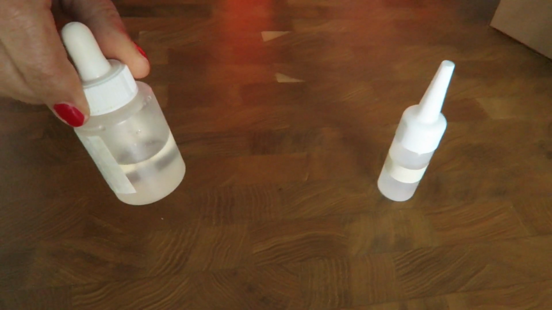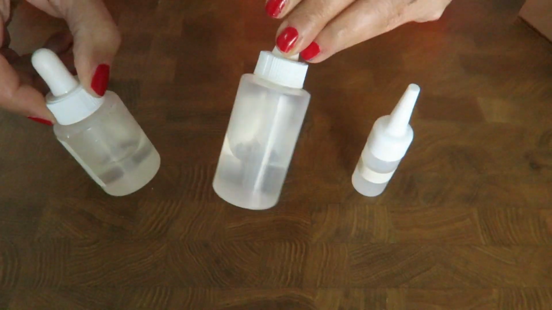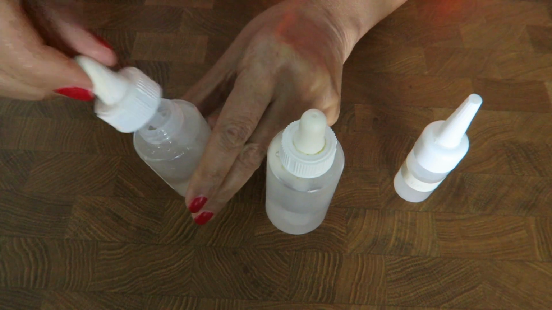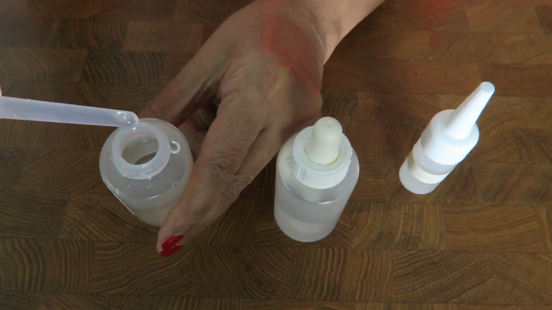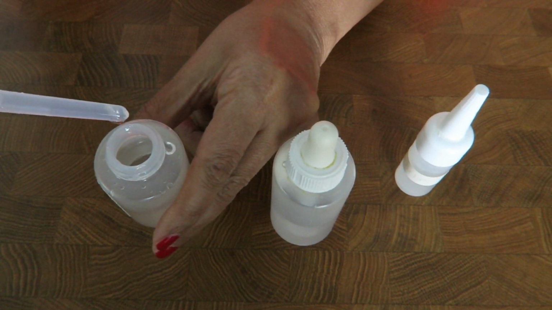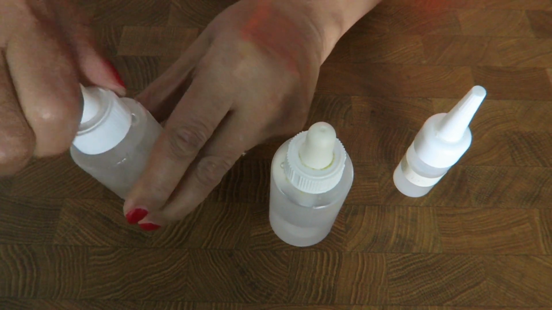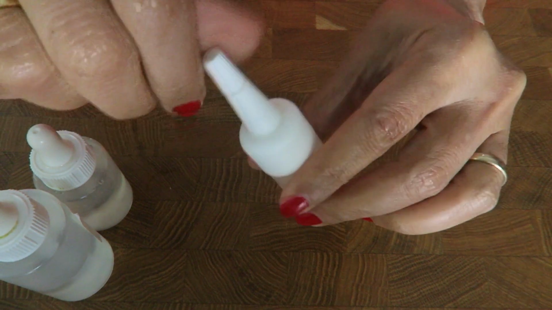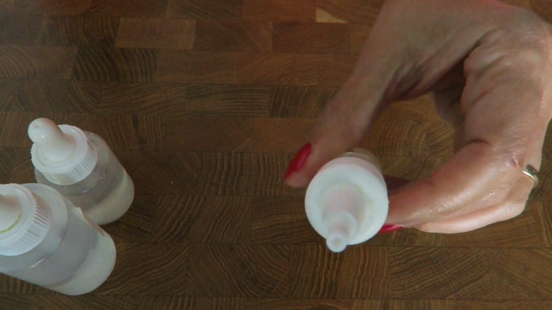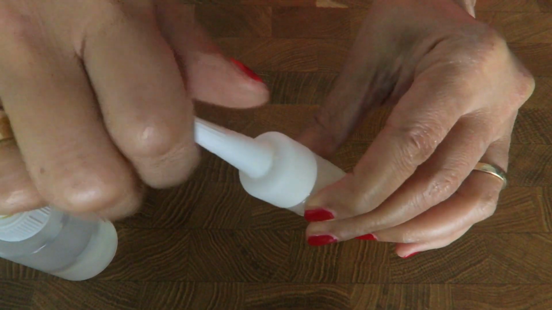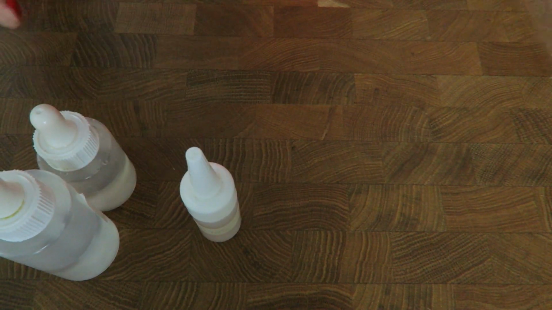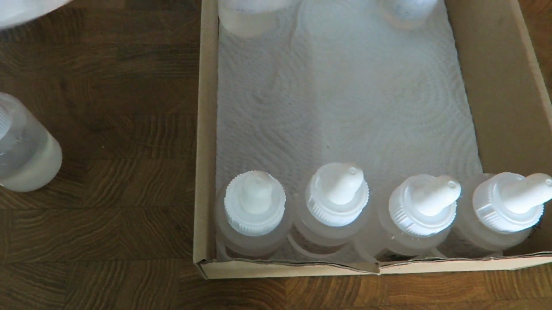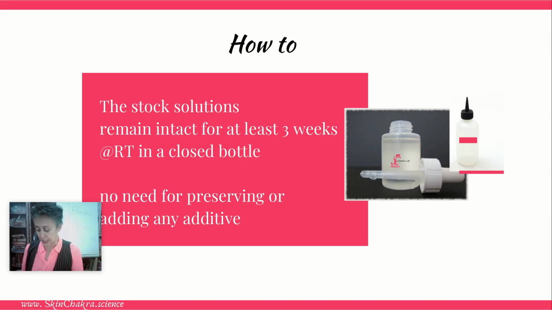The best way is to use plastic containers, dropper bottles or applicator bottles. It gives you more control, and you can easily keep these stock solutions at least for 3 weeks at room temperature. Nothing happens. The pH is too high or too low for any contamination, so you don't need to preserve them or add any additive to them.